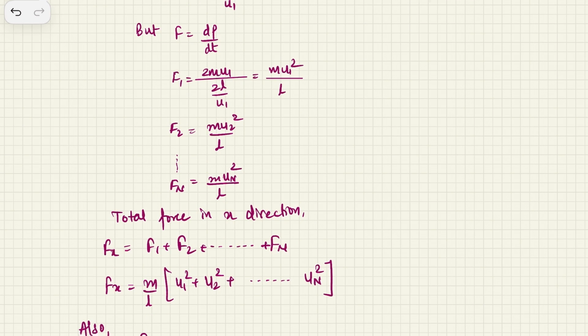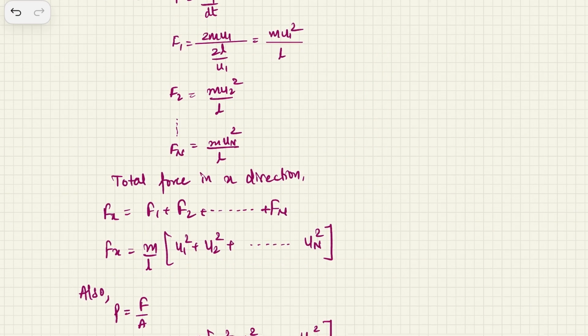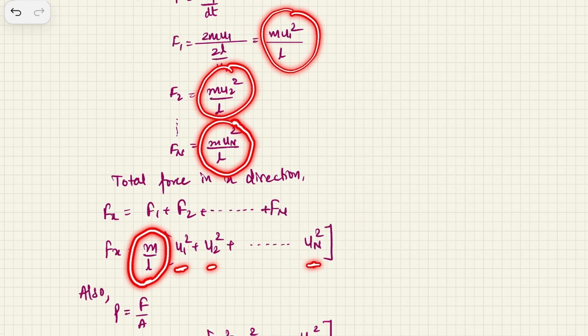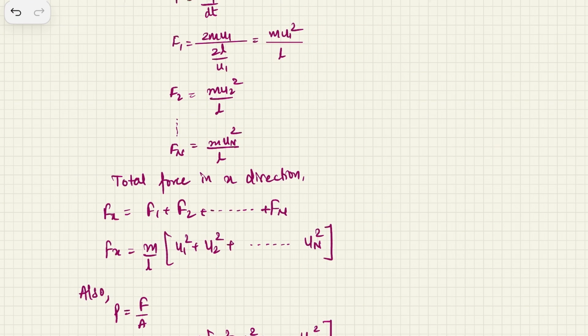Now if all these molecules are striking the wall PQRS, then the total force exerted on the wall would be the addition of all these forces. So total force in the x direction would be Fx, which is the addition of everything, F1 plus F2, F3 till Fn. Now if you observe in F1, in F2 and in F3 or Fn, you will find out m upon L is common. So I have taken m upon L common. What remains inside is u1 square, u2 square and un square. So I hope you are following at this point.